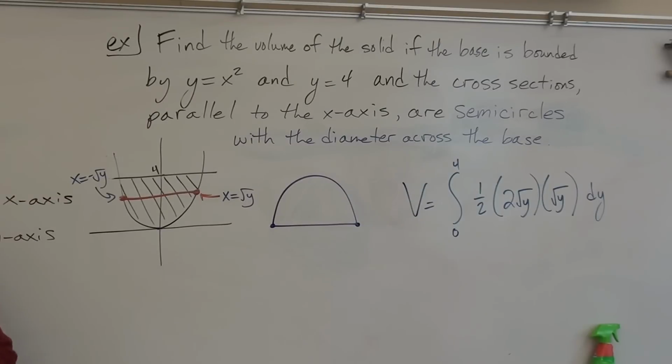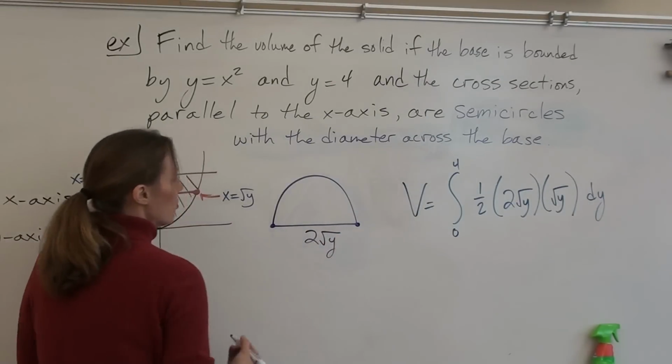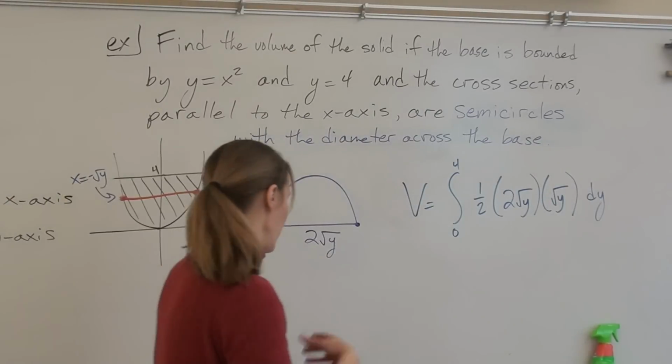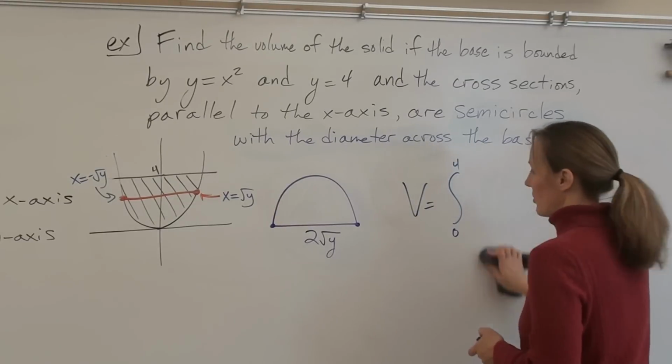What would be the length of the diameter of the semicircle? Which is 2 root y, right? So we have a diameter of 2 root y. I want everyone right now, in your groups, to figure out the area of the semicircle. Set up your integral.